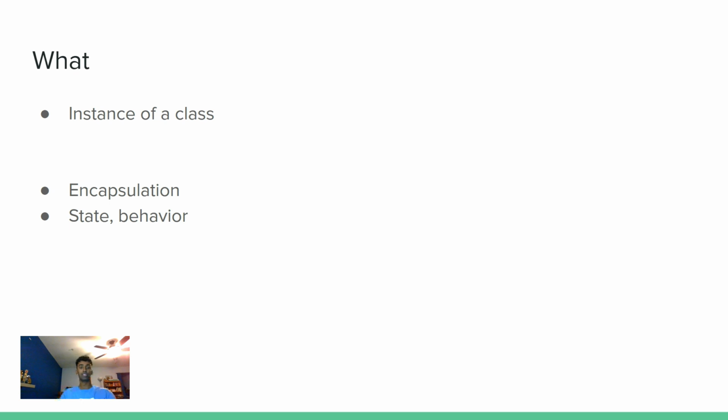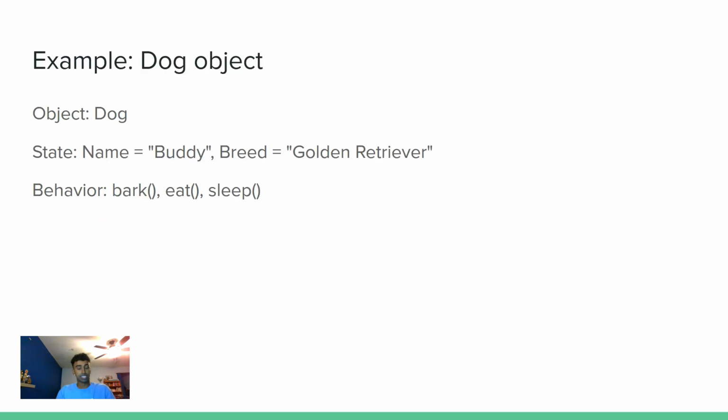One main feature of objects is encapsulation, which bundles state and behavior into just one unit. An example is a dog object. It has state with fields name equal to Buddy and breed of golden retriever, and we give it the behavior of bark, eat, and sleep methods.